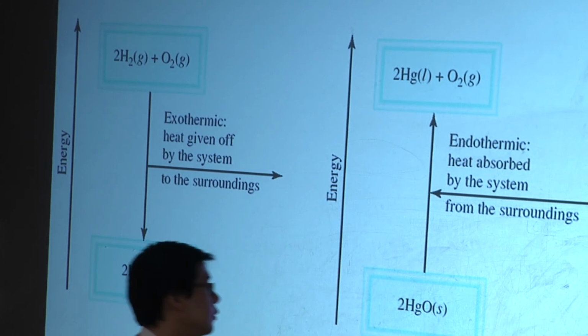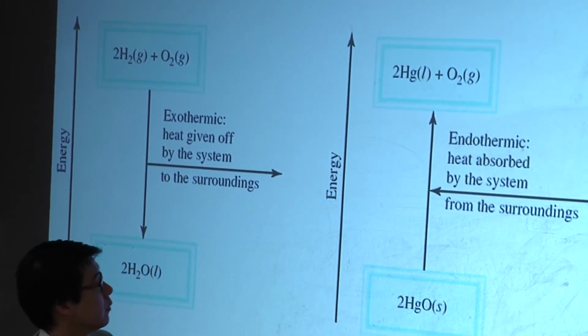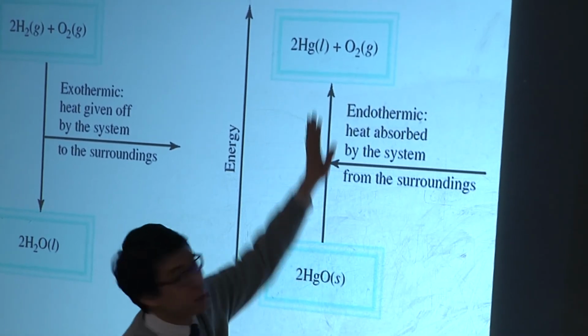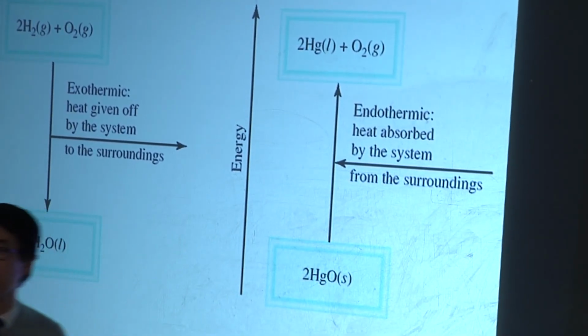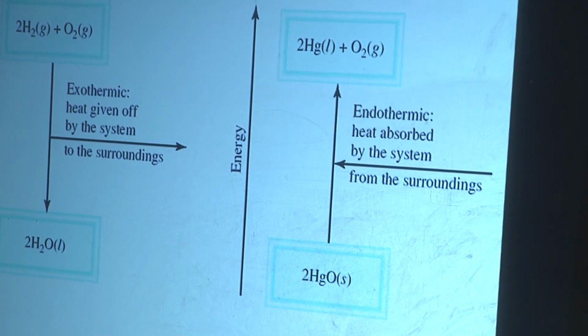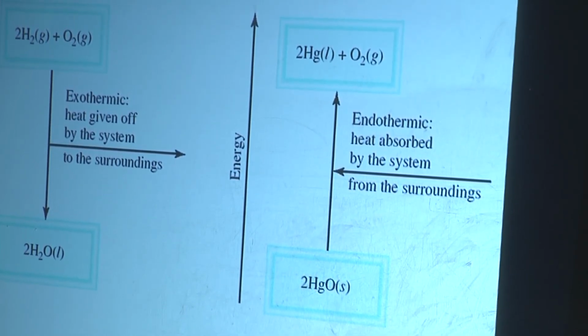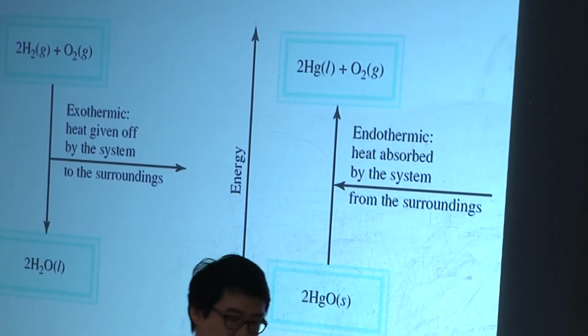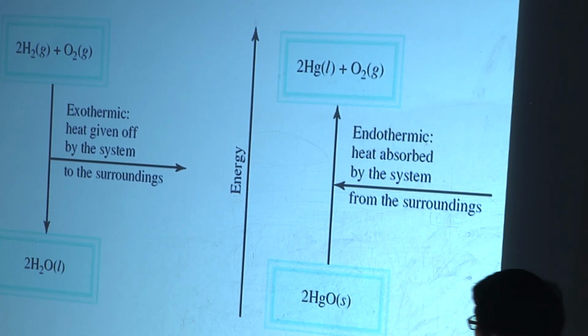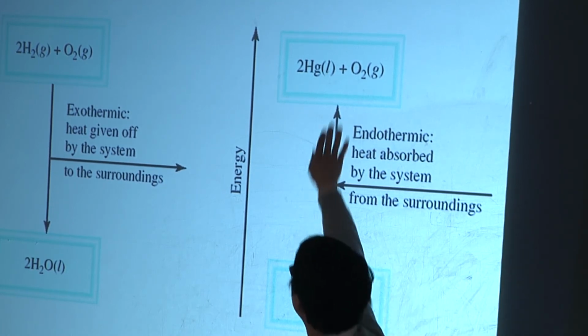The mercury and oxygen is the opposite, right? So as mercury oxide gets broken down, it's an endothermic process. What does that mean? That means energy must be taken from the environment, that is from the surroundings, and it must go into the system. So if it's going from the surroundings into the system, the system is getting more energy. So it's going from a lower energy state to a higher energy state.